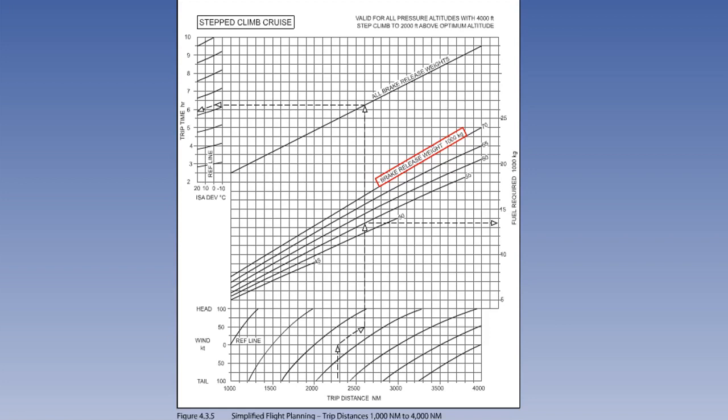The graph is used in the same way as the cruise graphs already mentioned, except that brake release weight is used in place of cruise pressure altitude. When you are ready to continue, turn to page 16, figure 4.3.6.